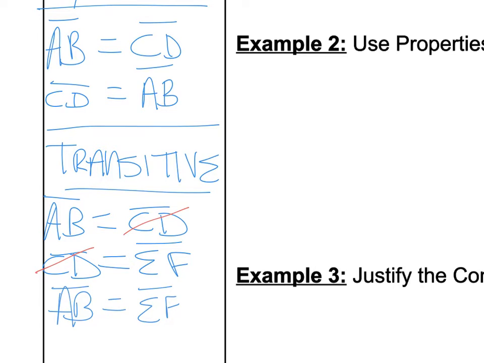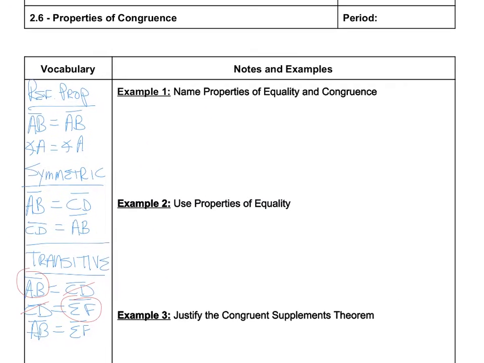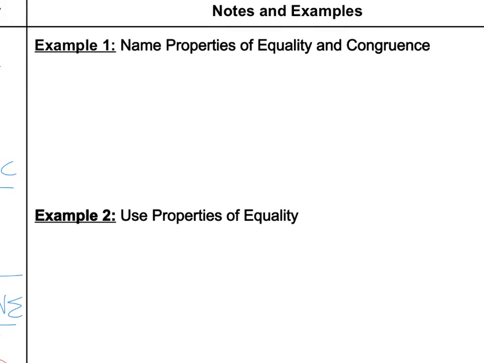You basically got three pieces to this puzzle. The first and the second are equal, then the second and the third, which then means the first and the third, which is what we have here, must also be congruent to each other. So those are the three main properties. All right, so now as we go up here to example 1, we're talking about naming properties.